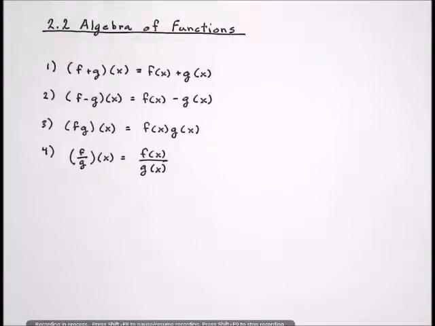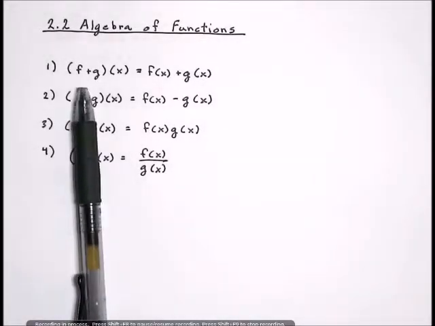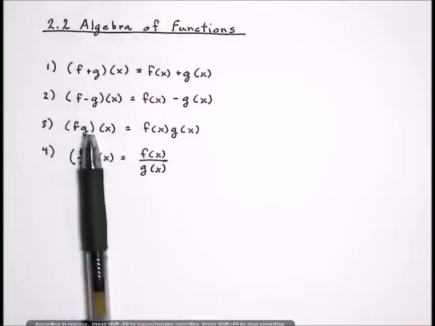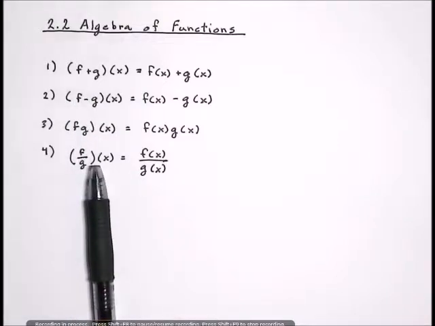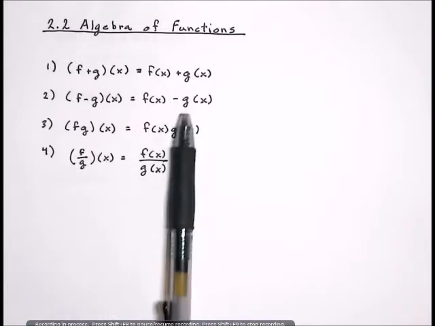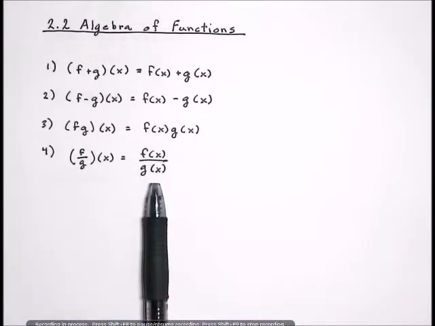Section 2.2 is called the Algebra of Functions, and generally it's a relatively easy section because it's pretty straightforward. In this section we're adding, subtracting, multiplying, and dividing functions, and each operation does exactly what you think it would do.